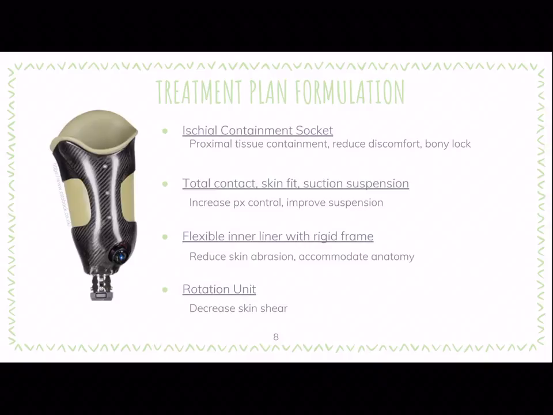There's a Proflex inner socket with a rigid laminated frame, and this is to increase comfort as well as decrease skin abrasion and accommodate her anatomy. As you can see in the picture, the darker carbon fiber is what gives stability, but the soft, flexible Proflex is what gives the comfort of the prosthetic. And there's also a rotation unit in the alignable components. This is to decrease skin shear and absorb excess rotational forces as she ambulates.